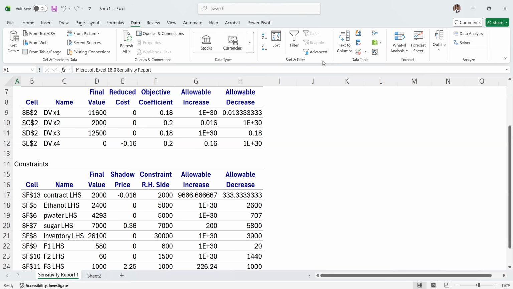Yes, Dennis. Hello, Doc. Yeah, that was what I wanted to point out, that if you take off the integer rule, that's when you get a sensitivity report.